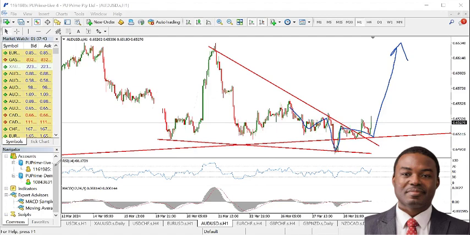Now for this one, entry could be made when price breaks out above this region over here. All right, so we could have an entry right there.